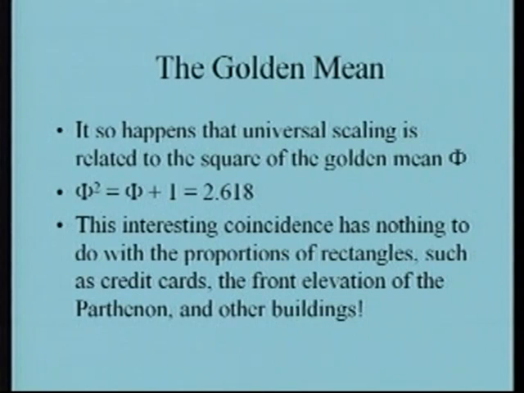So this is an interesting coincidence, but I want to emphasize that this has nothing to do with the proportions of rectangles. The most popular golden rectangle is the credit card. Well, that has nothing to do with universal scaling. It's just a rectangle. Many people are amazed at the application of the golden mean to the Parthenon, but I'm not, because when you draw the golden mean in front of the Parthenon, you also include the triangular pediment. It's not the triangle that's obvious that is a golden mean. You have to draw something in space.